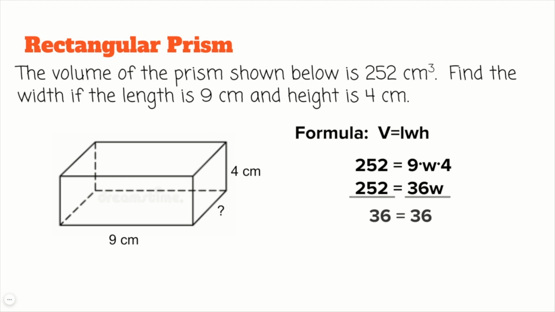I'm going to divide both sides by 36 to use inverse operation. On the right-hand side, my 36 cancels. And then 252 divided by 36 is 7. Therefore, my width is 7 centimeters.